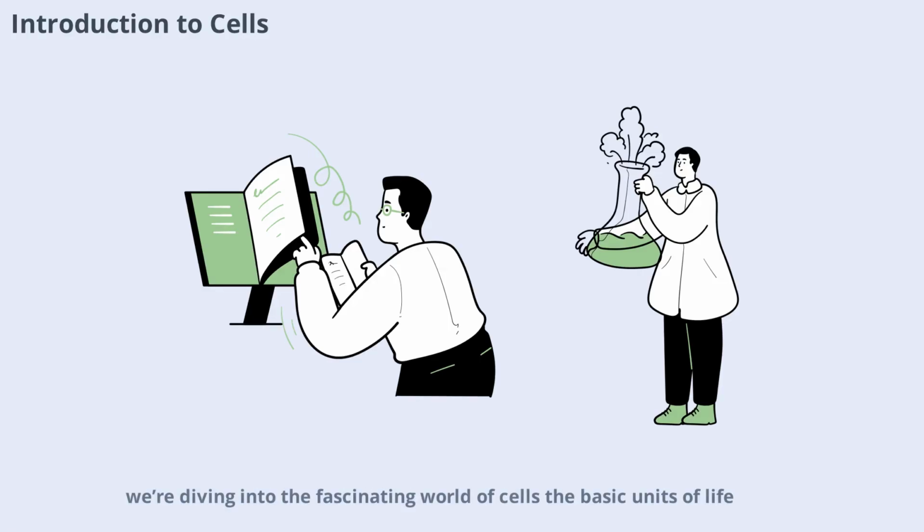Today we're diving into the fascinating world of cells, the basic units of life. All living organisms are made up of cells, but not all cells are the same. In fact, there are two major types, prokaryotic and eukaryotic cells. Understanding the differences between these two is essential for grasping the basics of biology. So let's start our journey by exploring what makes a cell and why this distinction matters in the study of life. Get ready to discover the building blocks that make up every living thing around you.